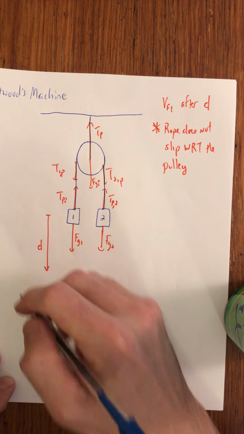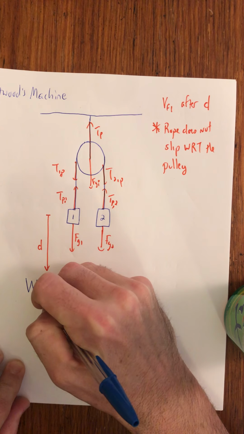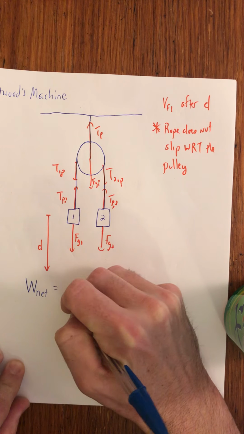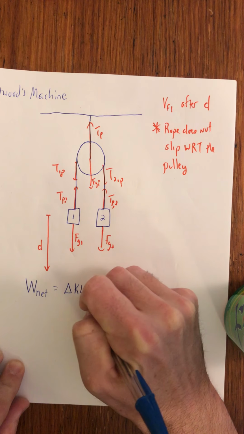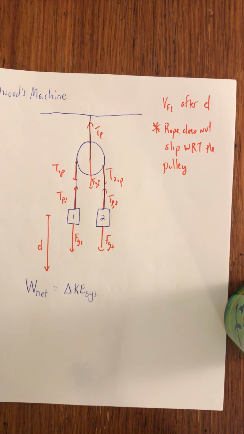If I was going to use the work energy theorem, remember my main idea here is that the net work done is equal to the change in the kinetic energy of the system. And I cannot do individual parts and pieces. I cannot do this just for mass one, just for mass two, just for the pulley. It's got to be a holistic perspective if I want to do this the right way.